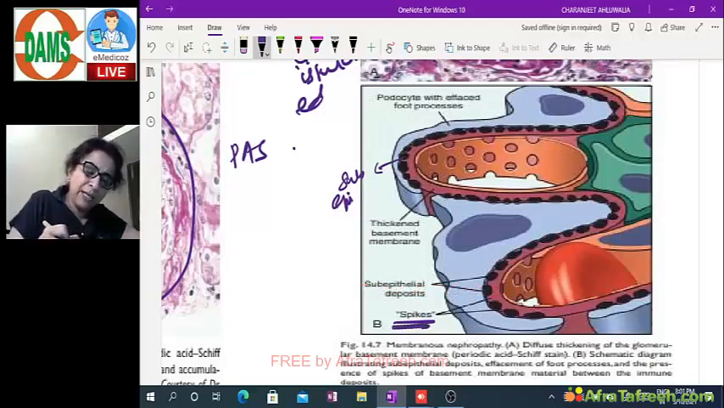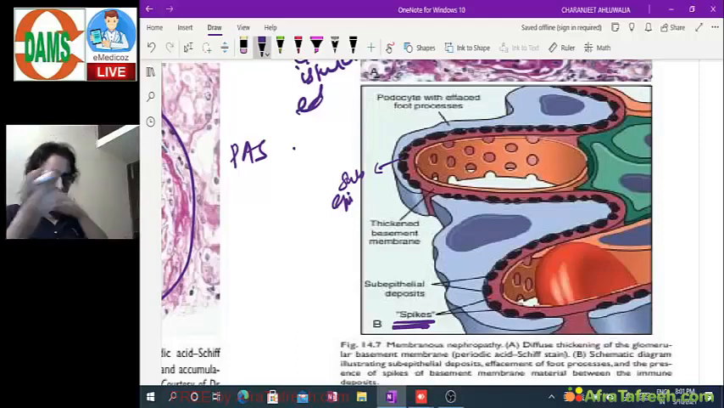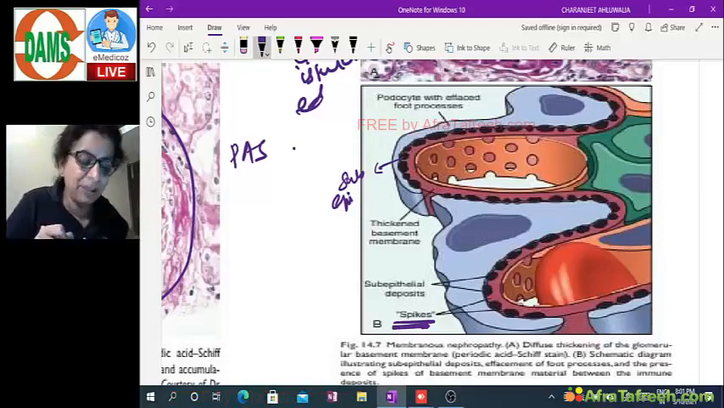What are spikes? These black deposits are dome shaped, and the portion of GBM that is projecting between these domes is forming the spikes. So domes are the deposits, spike and dome pattern. So what are spikes? The GBM material between the domes, between the subepithelial deposits, is called spikes. So spike and dome pattern.